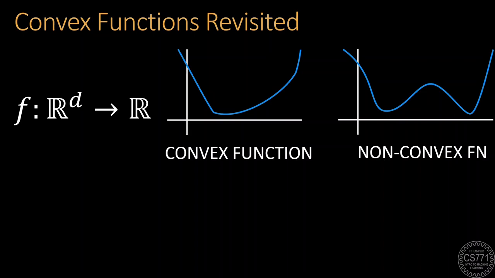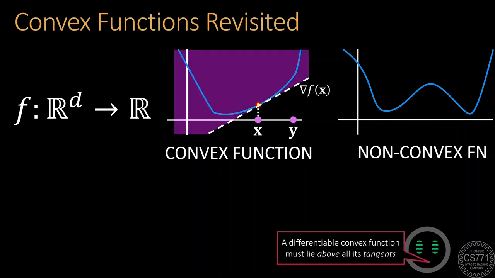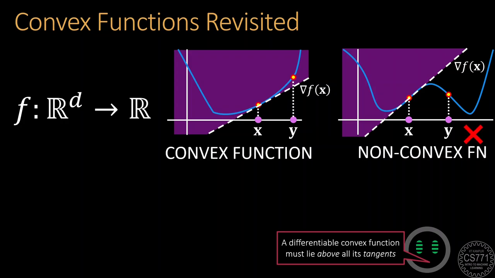to be differentiable. An alternate but equivalent definition states that convex functions are those functions that lie above all their tangents. If we take a convex function and draw its tangent at any point, the function curve will always lie above its tangent. For non-convex functions, the function curve dips below the tangent plane at some point, as shown in the example on the right.